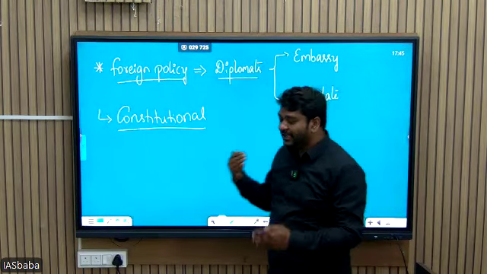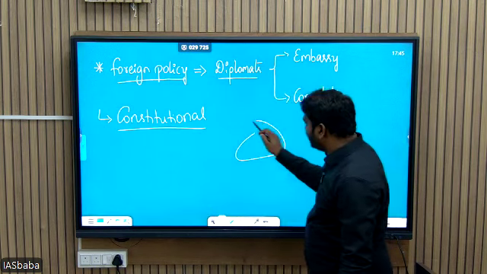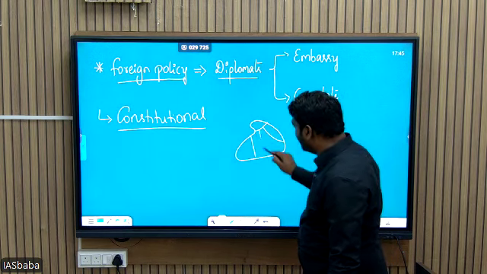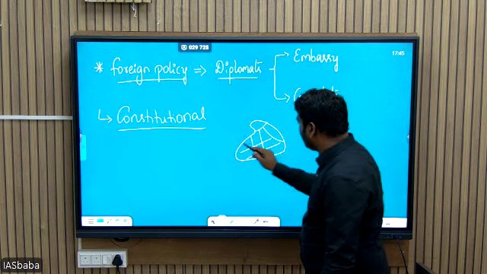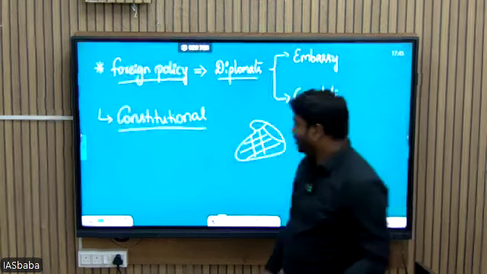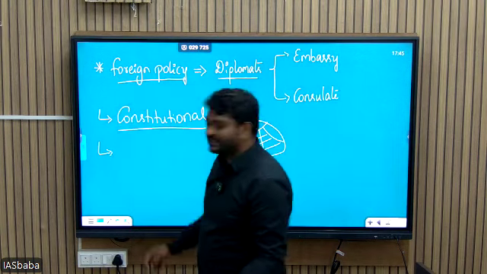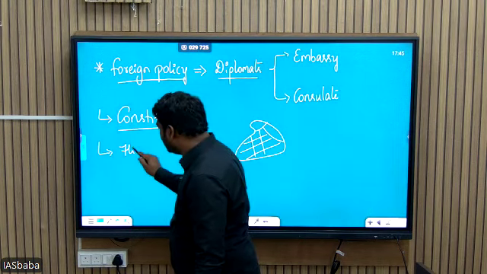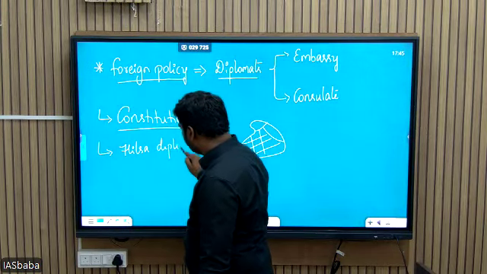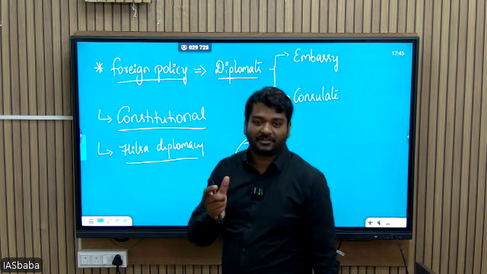If I say, please take care in the country, for example, Sri Lanka is struggling with issues. I will tell Sri Lanka, please divide yourself into different provinces. That will be called as what? Constitutional diplomacy. Fine. Then sometimes with Bangladesh recently, we have something called Hilsa diplomacy. Hilsa diplomacy. Hilsa is a fish.